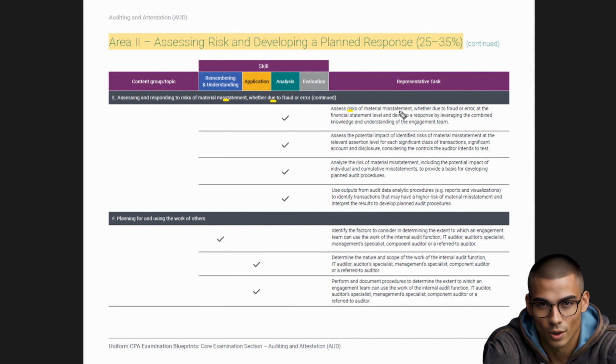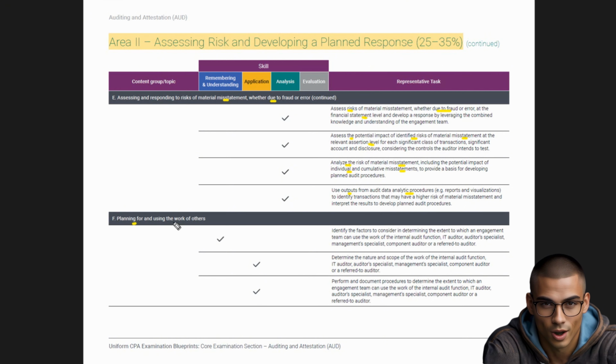Continuing with assessing and responding to risk of material misstatement due to fraud or error, you'll need to be able to assess the risk of material misstatement due to fraud or error at the financial statement level. You'll need to be able to assess the potential impact of identified risks of material misstatement at the relevant assertion level. You'll need to be able to analyze the risk of material misstatement, including the potential impact of individual and cumulative misstatements. And you'll need to be able to use outputs from audit data and analytical procedures.